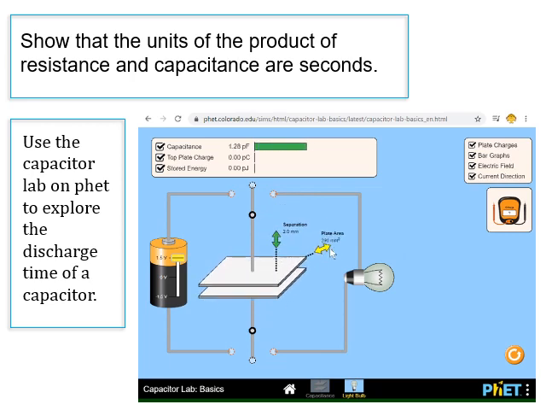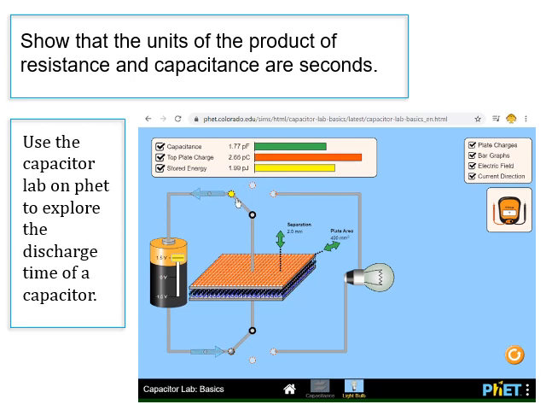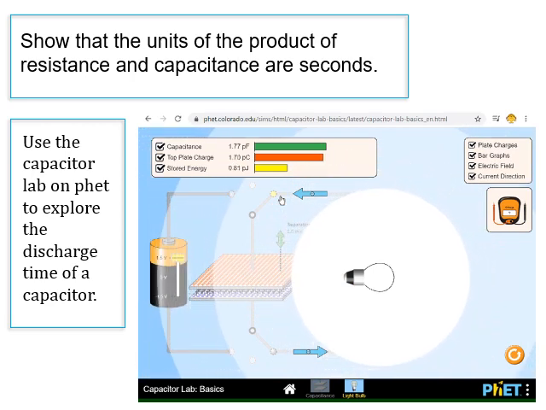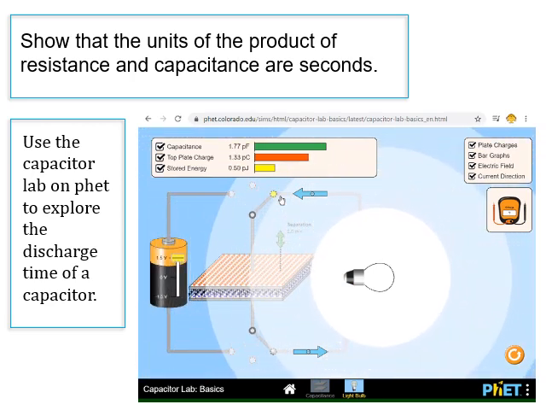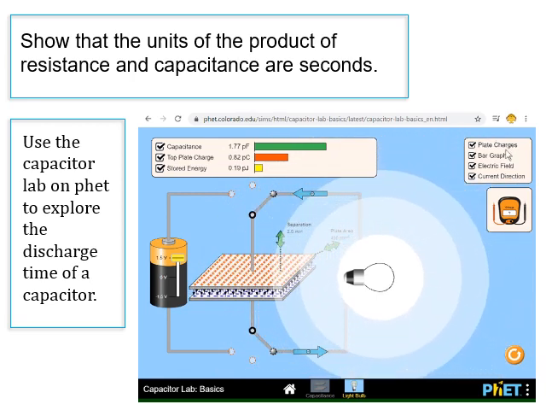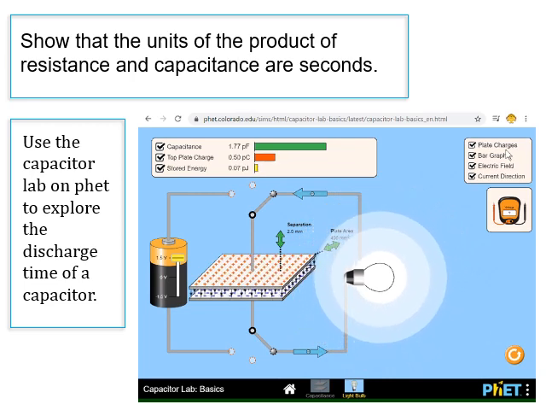Now I'm going to increase the capacitance by decreasing my plate separation and increasing the area. Now my capacitance is huge. I'm going to hook it up to the light bulb. You see now, when the capacitance is so large, it takes a longer time to discharge. There's more energy stored, so it takes a longer time to use it up. These are some things we're going to look at as we go through this chapter.